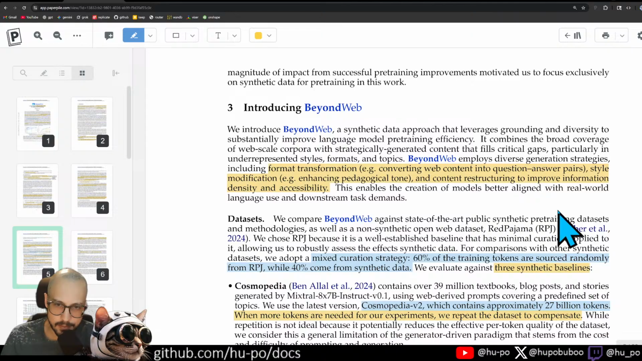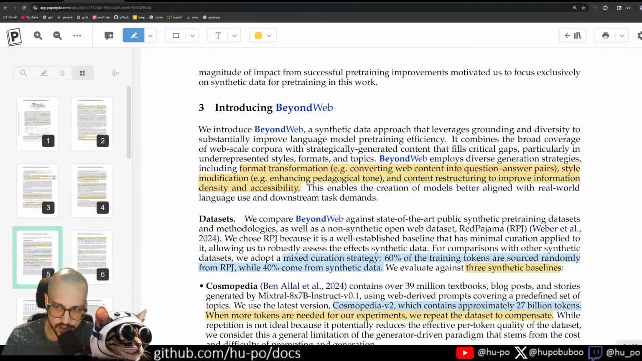Introducing Beyond Web. Format transformation. Converting web content into question-answer pairs, style modifications, and content restructuring to improve information density and accessibility, right? So now we're inside this rephrasing paradigm. Inside this rephrasing paradigm, there's actually a lot of nuance and complexity, right? So how exactly are you rephrasing this, right? And here they start introducing different ways of doing that, right?